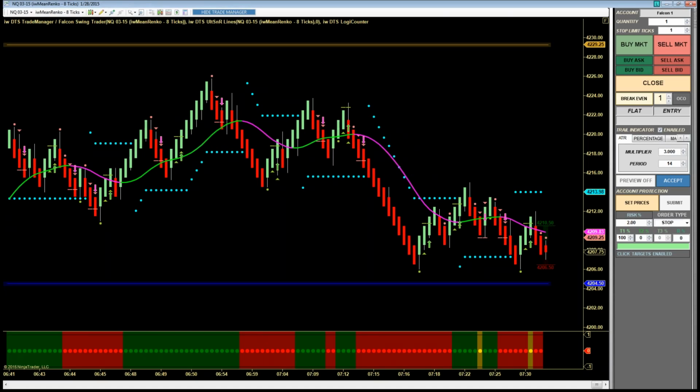So when the market comes down, hits the support area, or gets close to the support area, oh, well, here we are again. We're right back to the support area. And we're generating a sell signal.